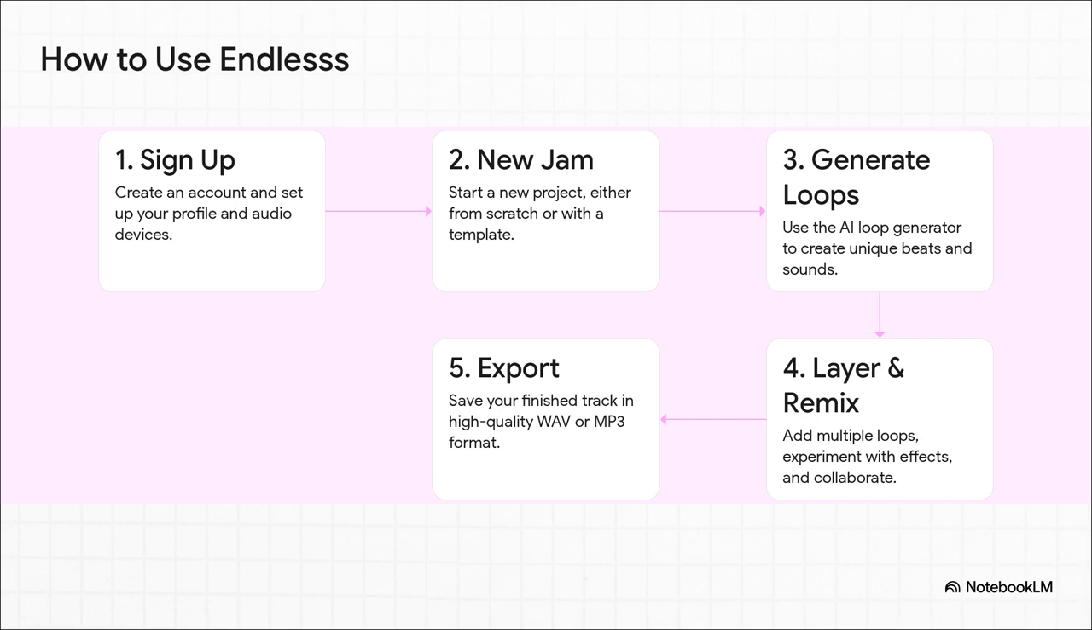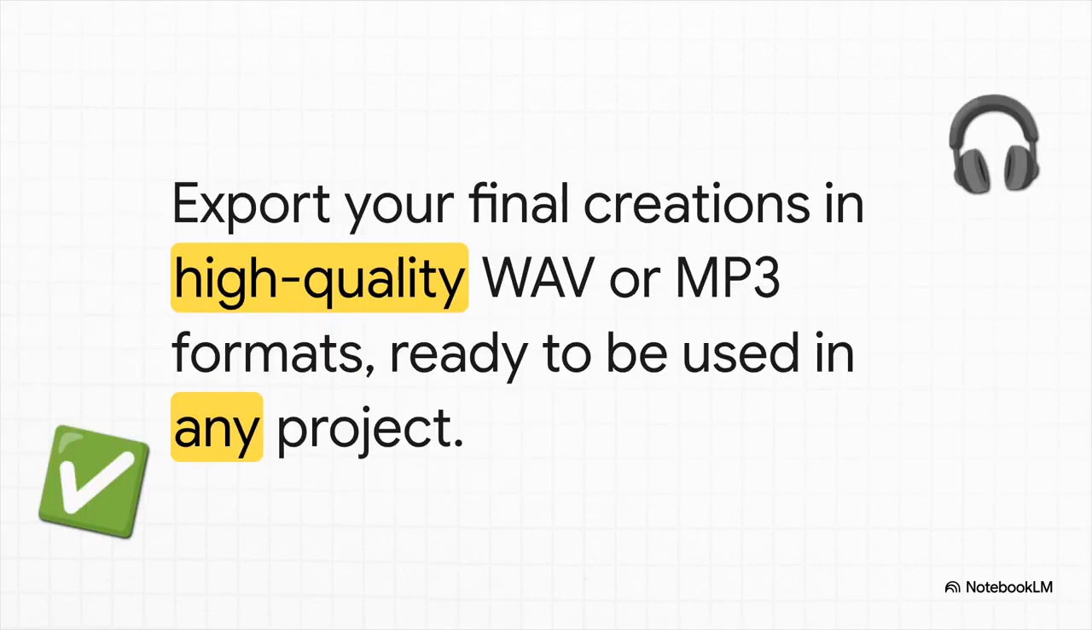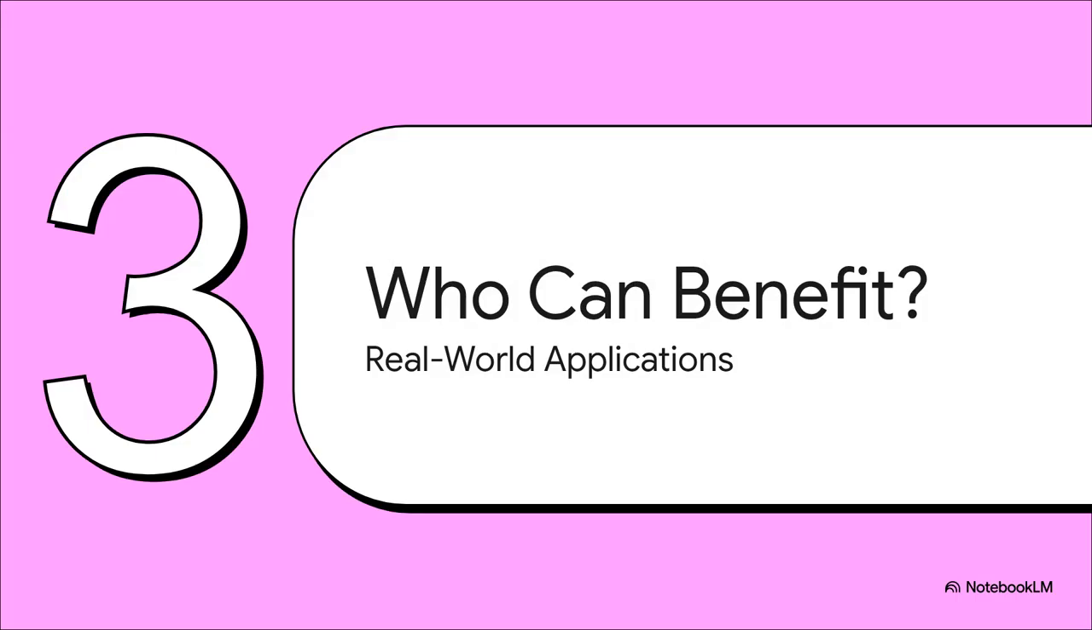From there, you're just layering them, maybe throwing in some effects, and arranging your track. Once you're happy with it, you hit export. And yeah, when you've got something you love, you can export it in high-quality WAV or MP3. What that means for you is that your audio is instantly ready to go. You can just drag and drop it right into your video edit, your podcast, or whatever project you're working on. No fuss.